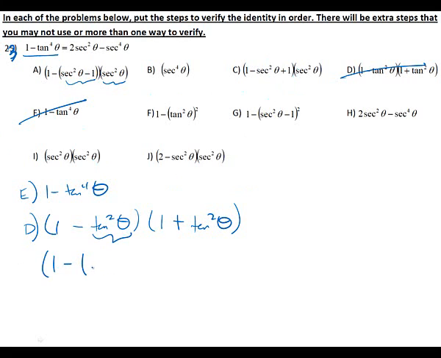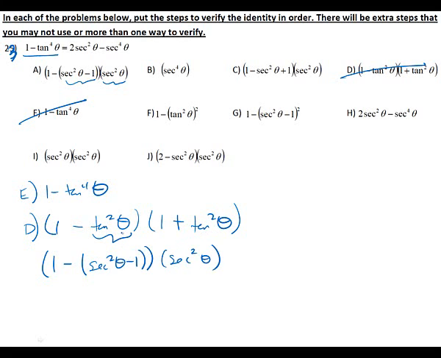Not secant squared. Look up at the signs. What do the signs say for the Pythagorean identity? Secant squared theta minus 1. Okay? What can I replace 1 plus tangent squared with? Do you see the difference?